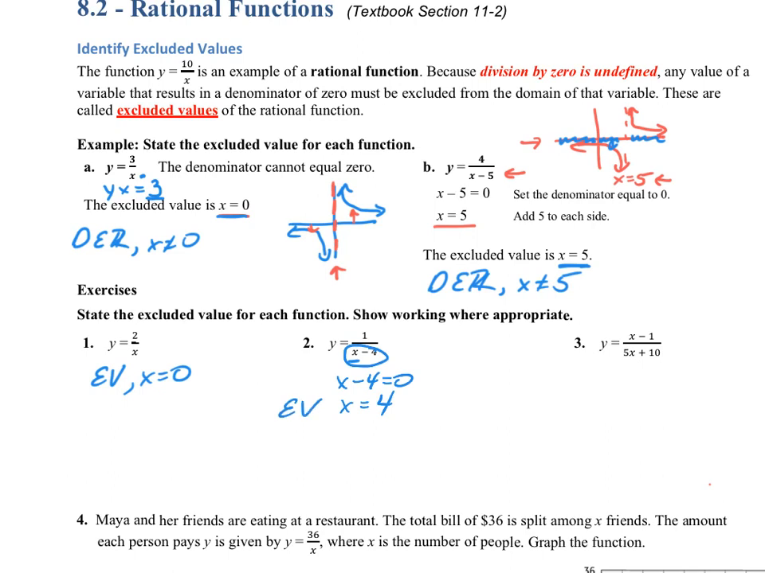Okay, and last but not least, remember, all you have to do is look at the denominator, right? You don't care what's in the numerator as far as excluded values go. So here you're going to set up an equation again. Say, where is my excluded value going to be? It's when that expression is going to equal 0. So x is going to turn out to be negative 2 there.